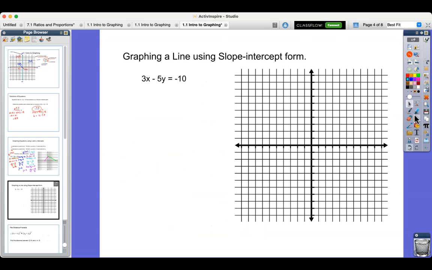This is called slope-intercept because once we arrange our equation, we're going to have the slope and the y-intercept to guide us in graphing this. Slope-intercept form, if you don't remember, is y equals mx plus b, where the slope is the m and the y-intercept is the value of b. Whatever is in those two spots is our slope and our y-intercept.